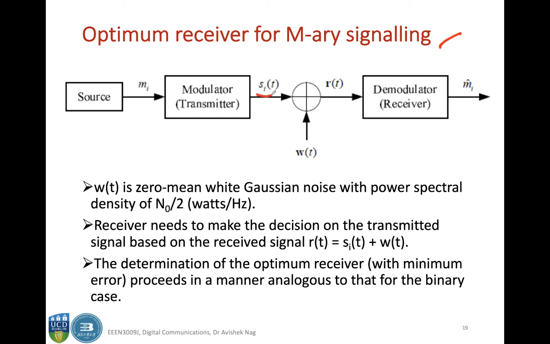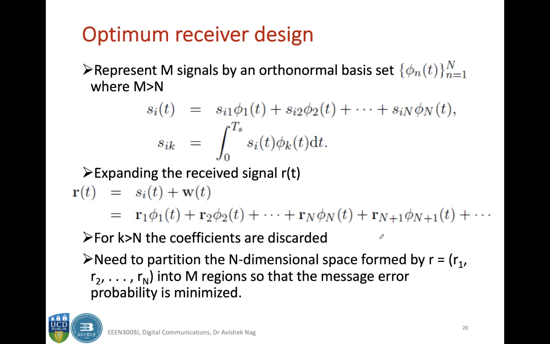You have the same structure. Here you have Si(t), which is the ith signal. So in case of MRE, you have M signals from S1, S2 to SM. Okay, and you can represent them generally by Si, and then the received signal will be the ith signal plus noise, and then you do the same analysis.